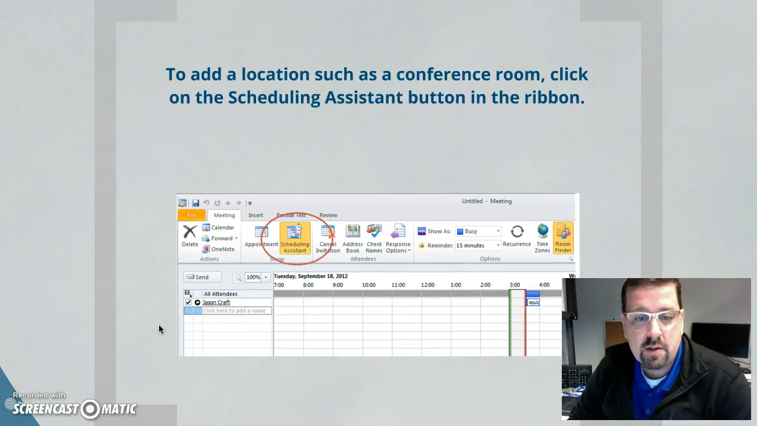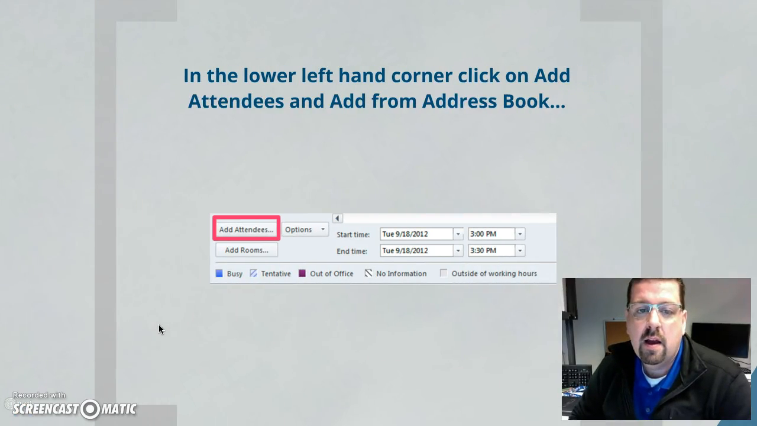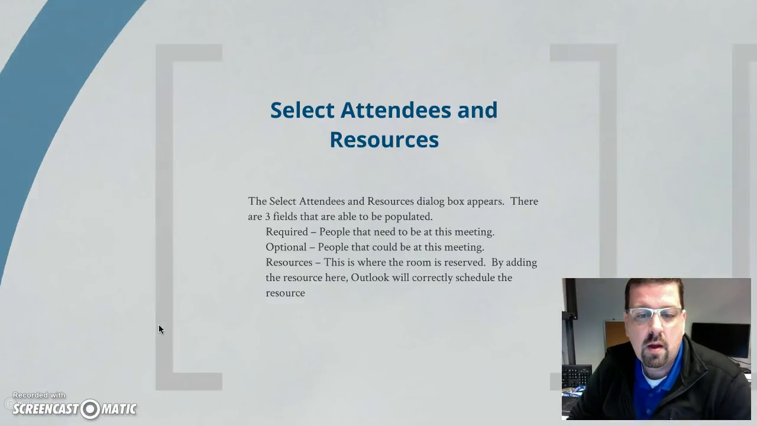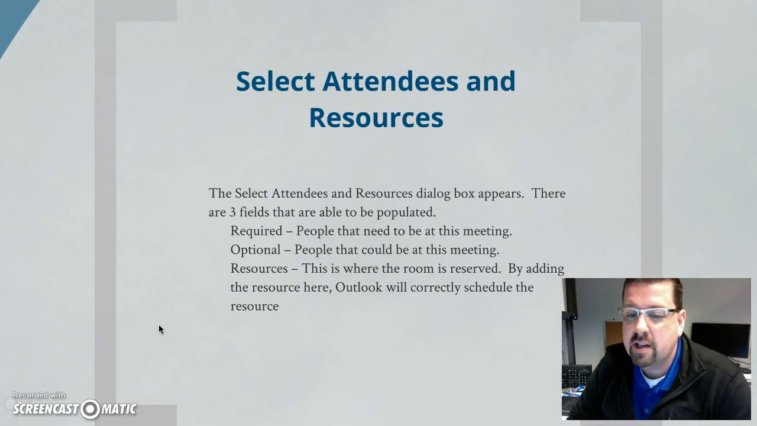We want to make sure this is where we talk about the location: conference rooms, meeting rooms, that sort of thing. I'm going to put mine here, and you can see that I'm free at that point in time. In the lower left-hand corner, you want to add the attendees. Adding attendees is just like you would normally do through any sort of Outlook or Google environment. You want to add your attendees and your resources.